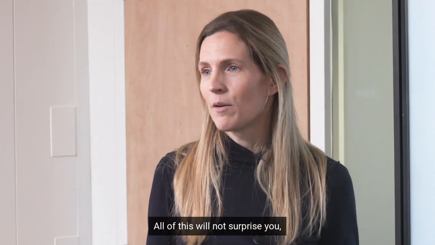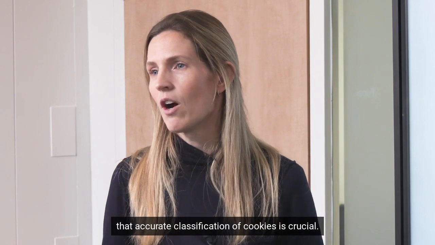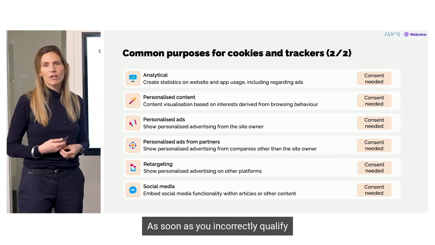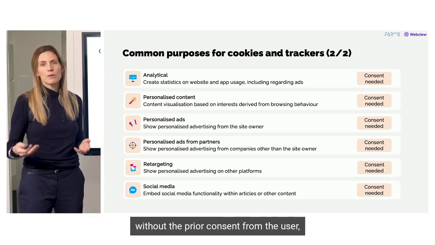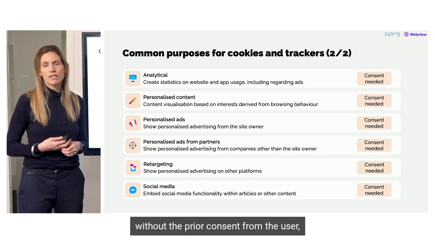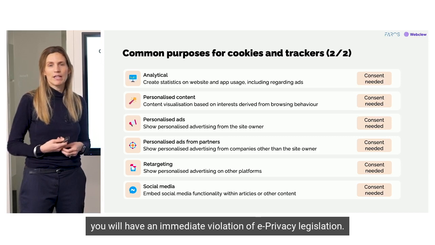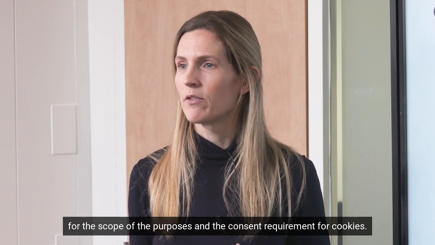All of this, it will not surprise you, means that accurate classification of cookies is crucial. As soon as you incorrectly qualify a cookie as a necessary cookie, and therefore it is placed without the prior consent from the user, you will have an immediate violation of e-privacy legislation. So that was it for the scope of the purposes and the consent requirement for cookies.